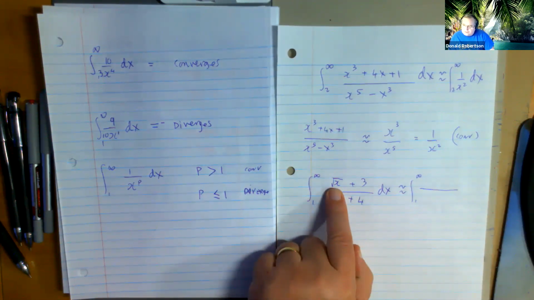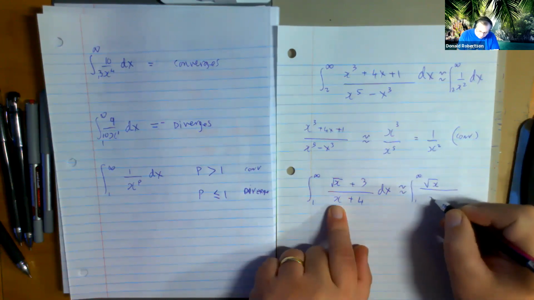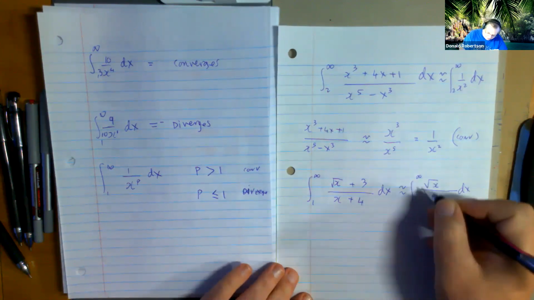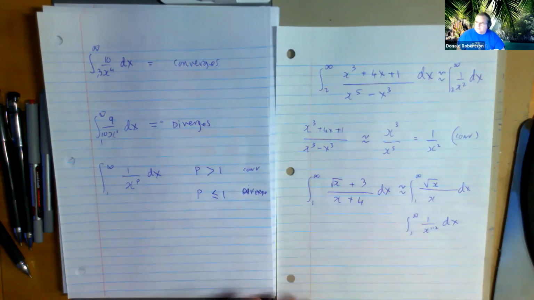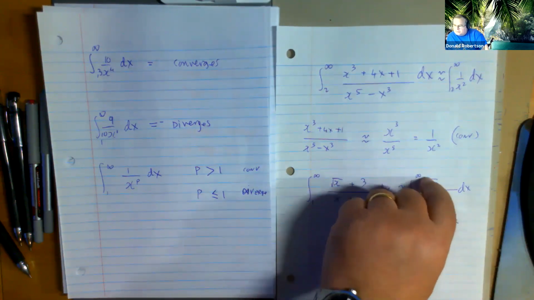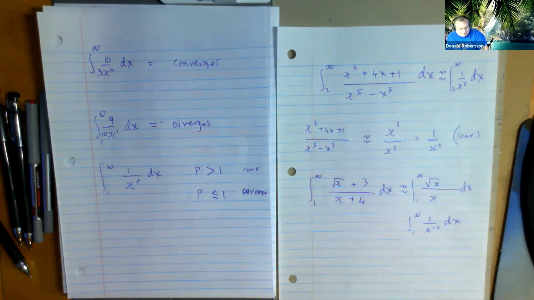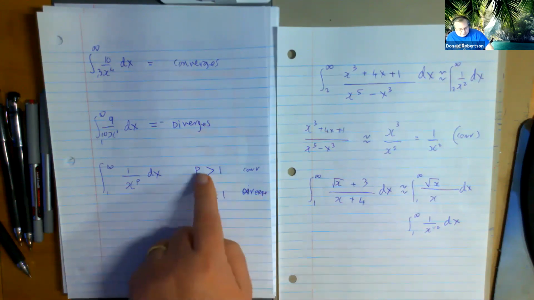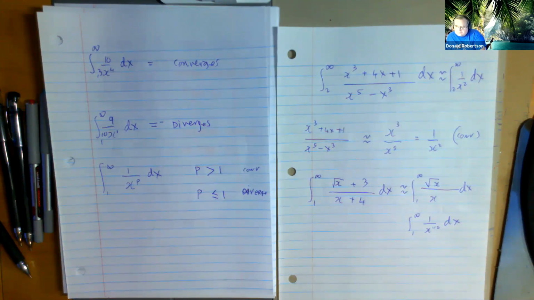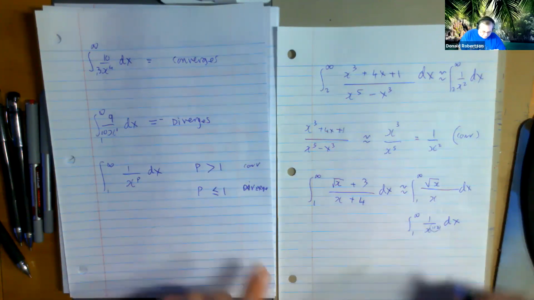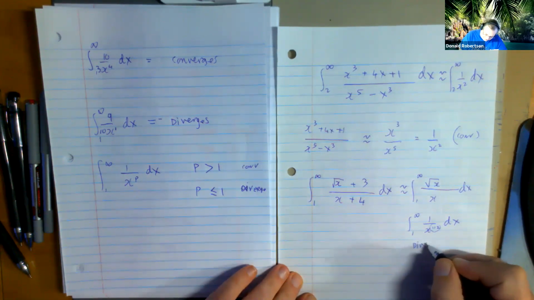Would you agree on the top, the square of x is the biggest, the most important, and on the bottom it's x. If you simplify this down, don't you get 1 over x to the half? You agree? What do you know about this? Converges or diverges? Diverges. Because the power is less than 1. Last one of this type.